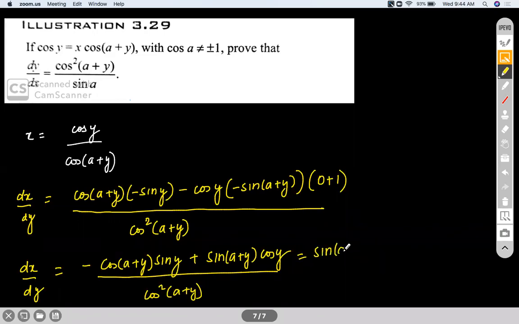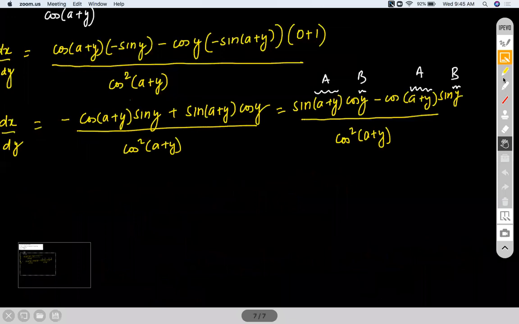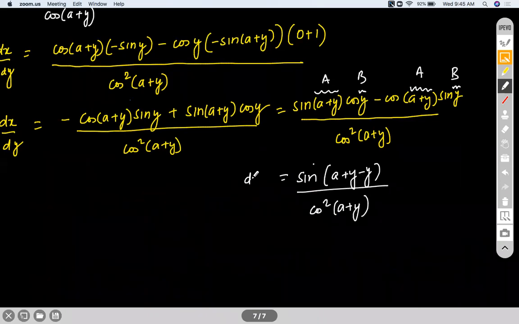Just rearrange the terms in a proper way so that we can identify that it is the compound angle identity. It is the formula of sine a minus b. Okay. So if you look at this expression, this is nothing but your a, b, a, b. So sine a cos b minus cos a sine b. And what is that? Sine a minus b. Sine a minus b, right? Okay. This is your dx by dy. So y cancels out. So it is sine a by cos square a plus y.